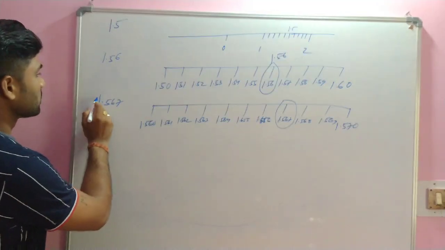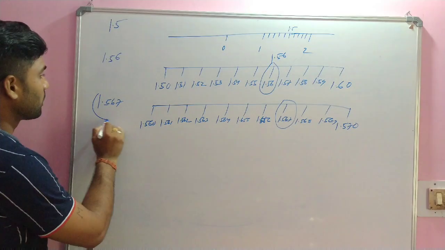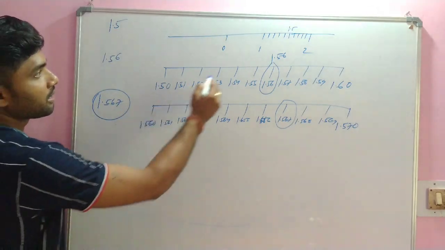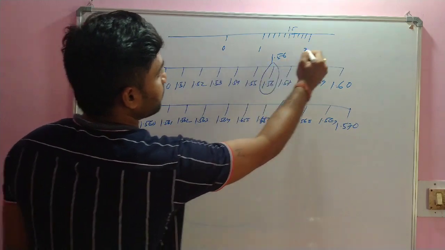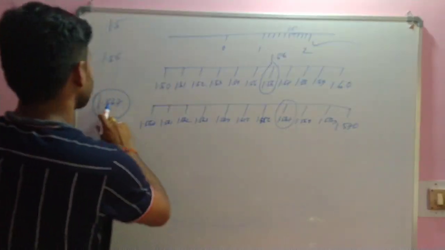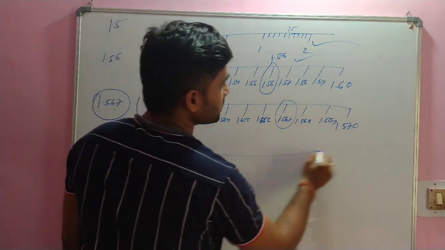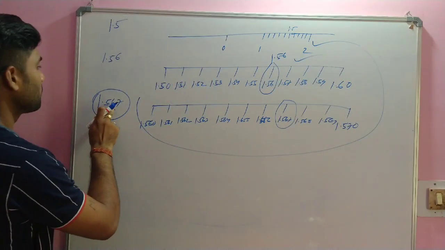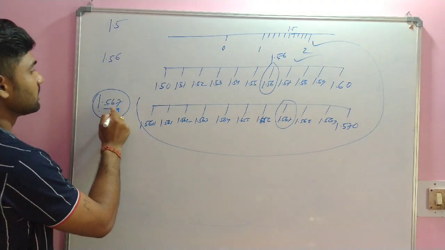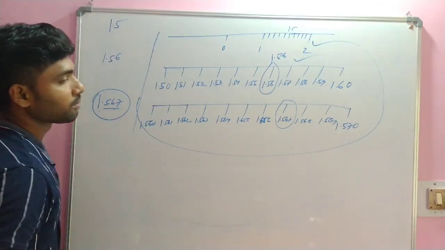Okay. So, as the question is given, represent 1.567 on the number line. You have to draw first 1.5, then 1.56, then 1.567, because after the decimal point there are 3 digits, so you have to draw 3 number lines.